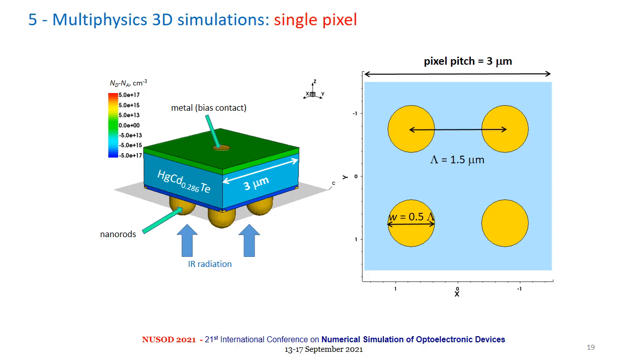Therefore, we performed a series of spectral multiphysics simulations, that is electromagnetic FDTD, followed by electrical drift-diffusion simulations obtained by the Centaurus device simulator. In the end, we obtained the responsivity and detectivity spectra.